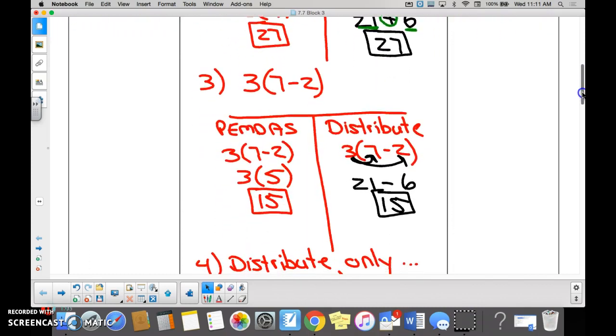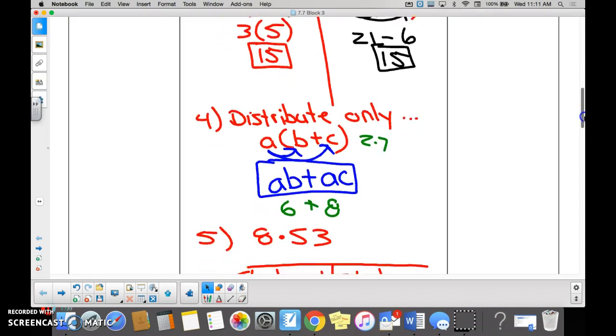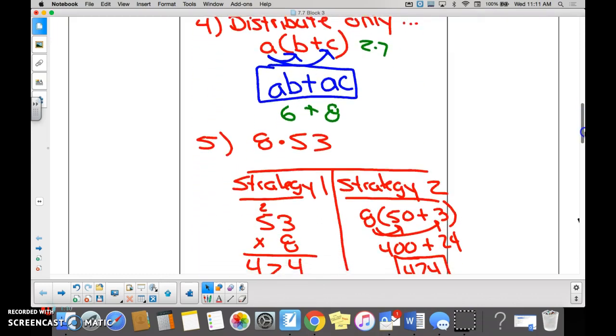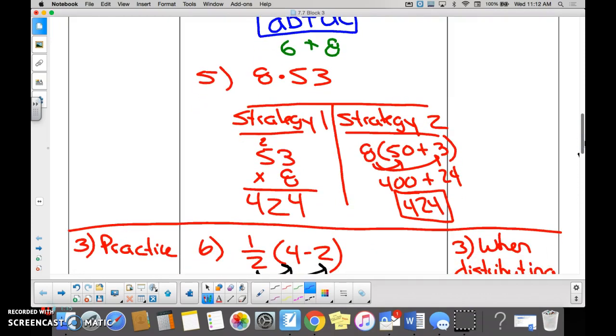Number 3 is the same thing, except we subtracted 7 minus 2. Number 4, we just used variables. That was fun. And number 5, we talked about how distributing can even be helpful in mental math. So strategy 1 is just do it the old-fashioned way. But you don't really need to.